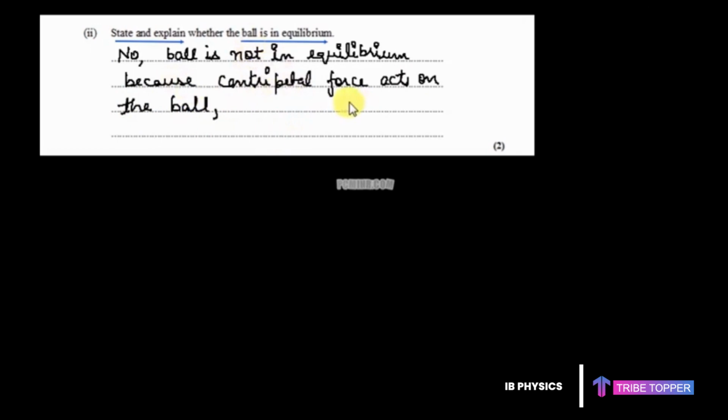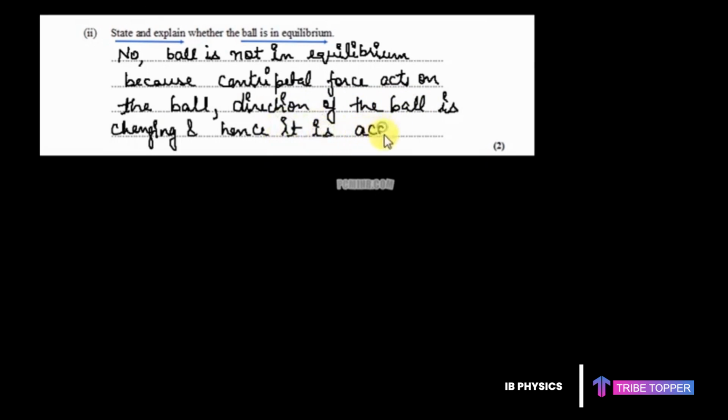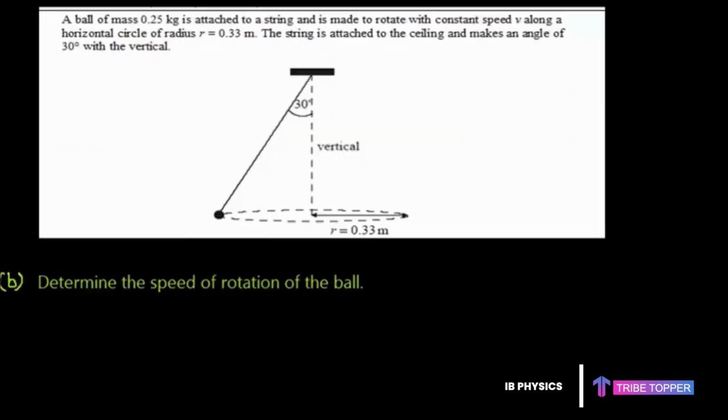So we have to give this argument that no, the ball is not in equilibrium because centripetal force acts on the ball. So the direction of the ball is changing, and hence it is accelerated. Therefore, the ball is not in equilibrium. You will not get any mark if you just write no, the ball is not in equilibrium. You have to give the argument that because the centripetal force acts on the ball, the direction of the ball is changing and hence it is accelerated motion. Hence, the ball cannot be in equilibrium at all. You have to give the right argument.